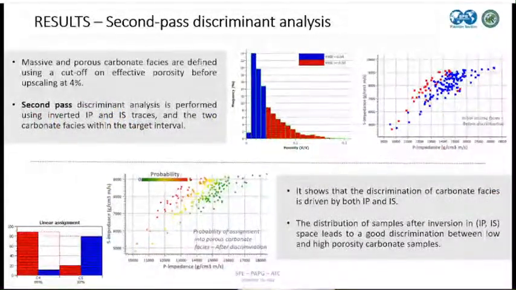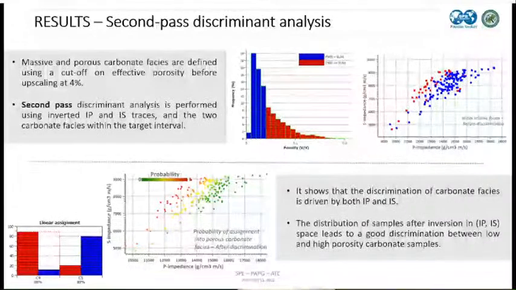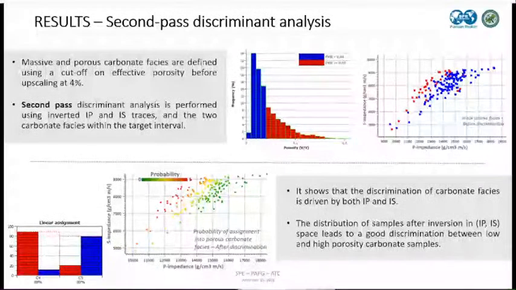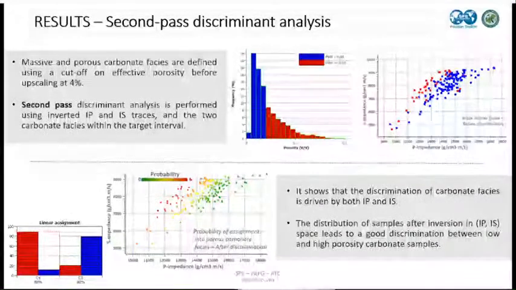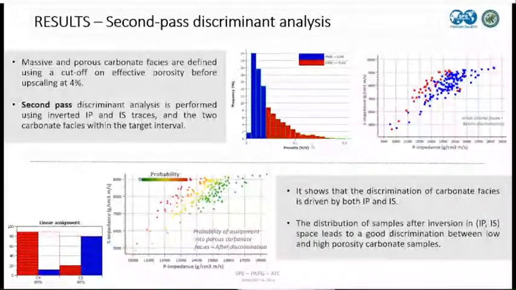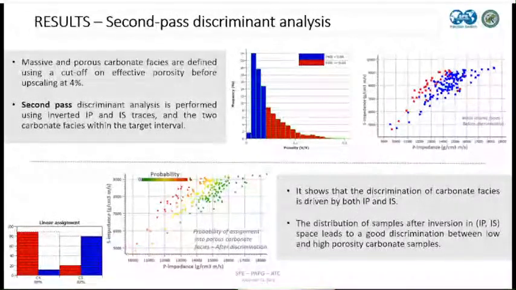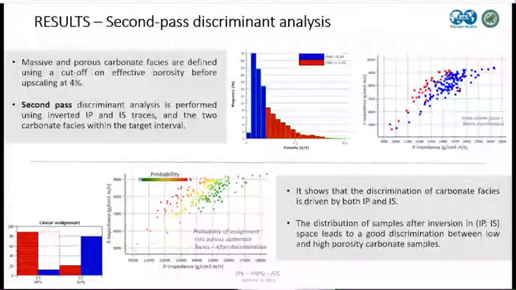In a second step, here we have the results of the second pass discriminant analysis. Here, massive and porous carbonate facies have been defined using a cutoff on the porosity before upscaling. Here we can see a histogram of the porosity values distribution, and this cutoff has been defined in order to isolate the carbonate that will have better quality, with the higher porosity.